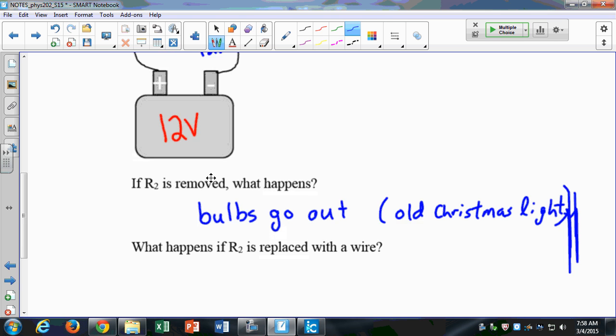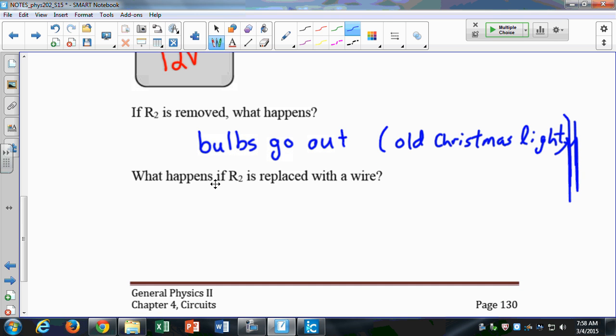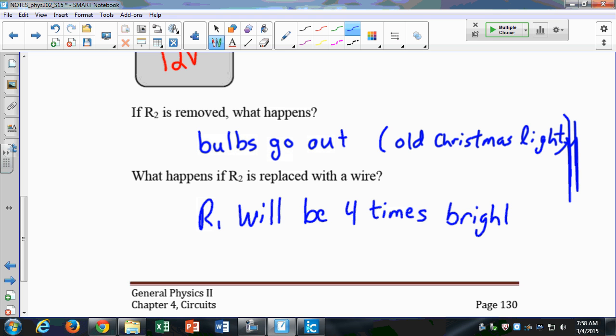But also, if you replace that R2 with a wire, then R1 will be 4 times brighter. It has twice the voltage, and this leads to 4 times the power. Because power is V squared over R, if I double my voltage, I quadruple my power.